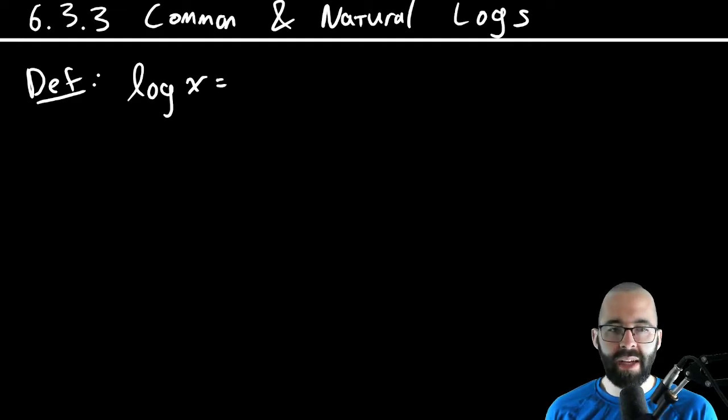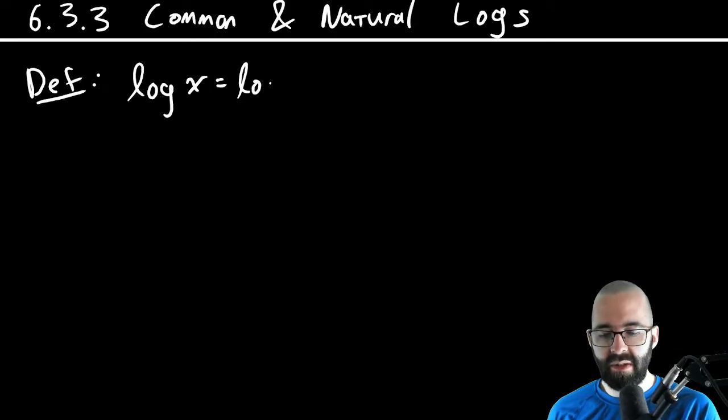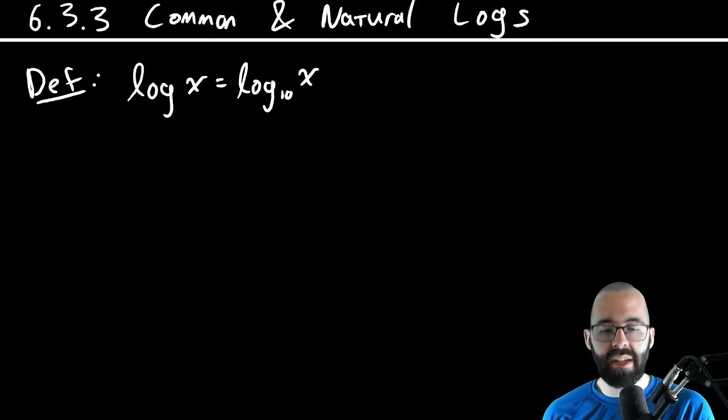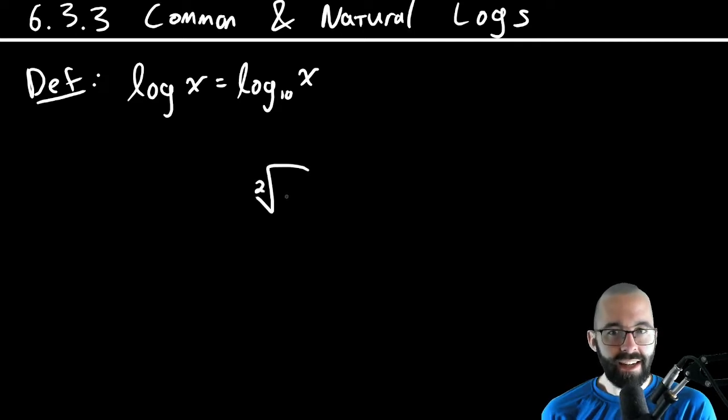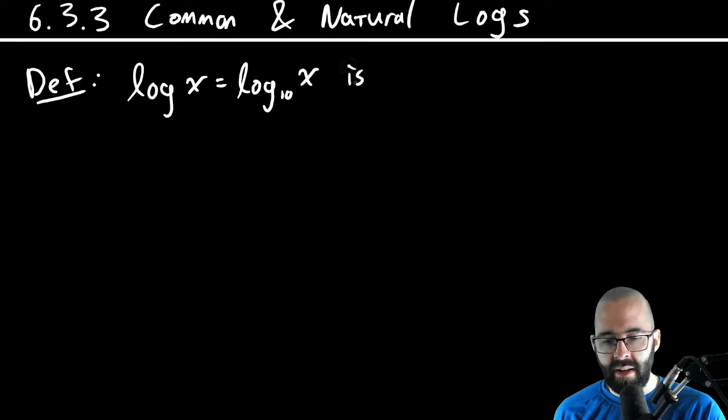Jason, you forgot to write the base of the logarithm. Oh no, I didn't. If we don't write the base, this is what's known as the common log, and it just means log base 10. Right? We've done this before with square roots. Square roots technically have a 2 here, but because we use them so much, we just stopped writing it. It's the same with the common log. If you don't see a base, that means base 10. All right? And this is known as the common log.